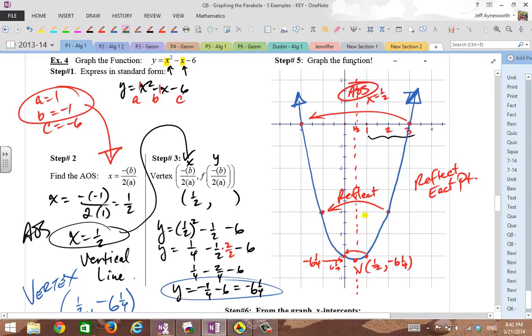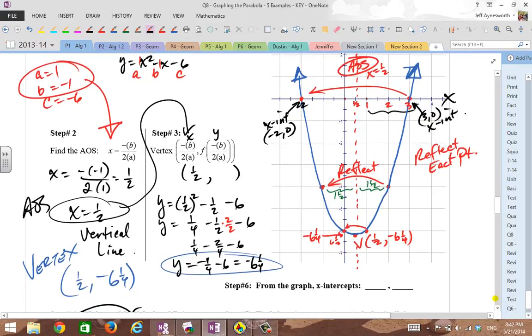So this distance right here is 1.5 units away from the axis of symmetry. I can see already my x-intercepts. I can see one here at negative 2, so negative 2 comma 0. I can see one here at 3 comma 0. These are called x-intercepts because it's where they intersect the x-axis. So let's go ahead and write those down. I got negative 2 comma 0 and 3 comma 0.